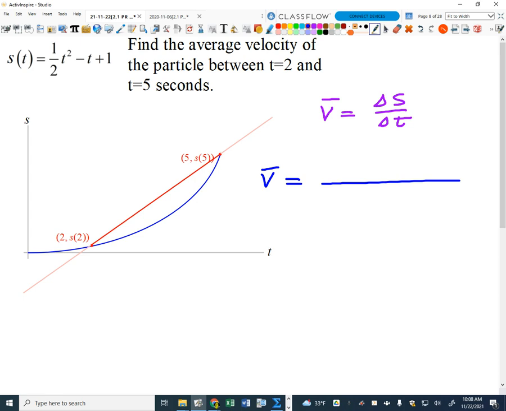And let's write it generally. And then maybe we'll plug in numbers in a second. S of t plus delta t, minus S of t, right? Does that make sense? Give me thumbs on that. How we doing? Okay, divided by delta t. Everybody buy that?